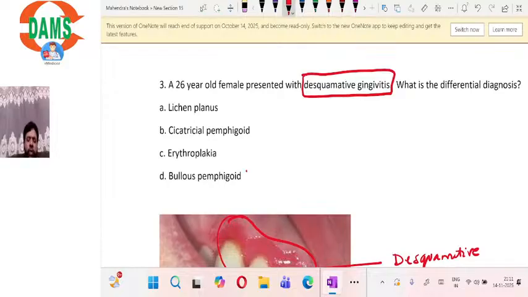See, I'll rule out bullous pemphigoid. Why will I rule out bullous pemphigoid? Because this has got no oral manifestations. First of all, erythroplakia will not be smooth and shiny like this. It will be a red patch.